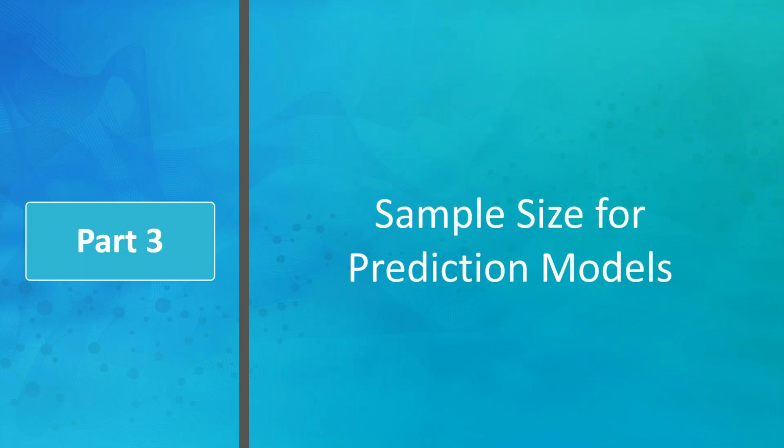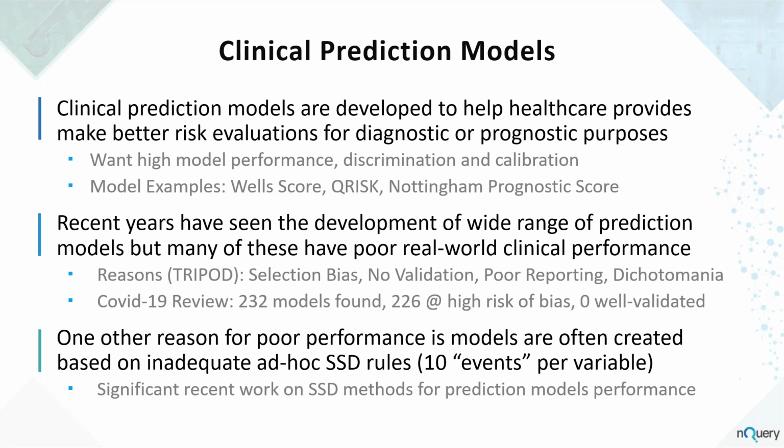So for our next section, we're going to look at sample size for prediction models. Specifically, we're talking about clinical prediction models. These models are usually developed using demographic or other biomarker type data to create models that can help you make better risk evaluations, better probability assessments, for likely diagnostic or prognostic purposes.